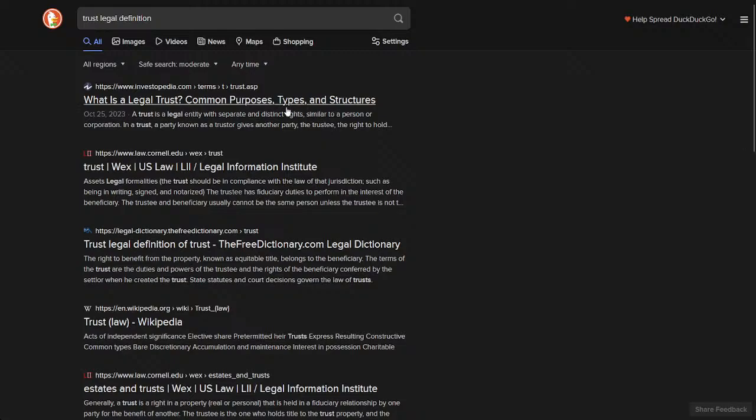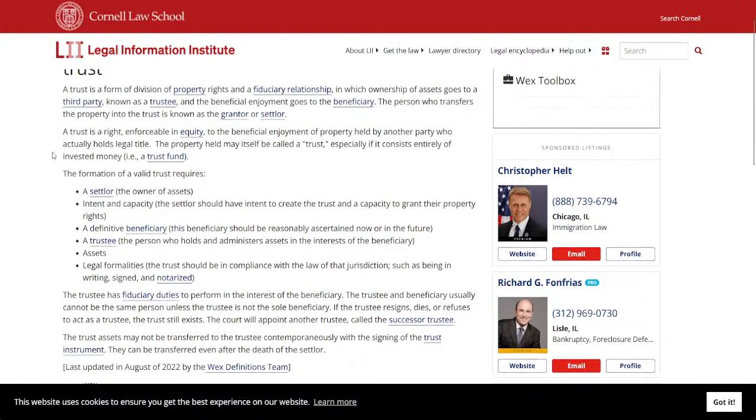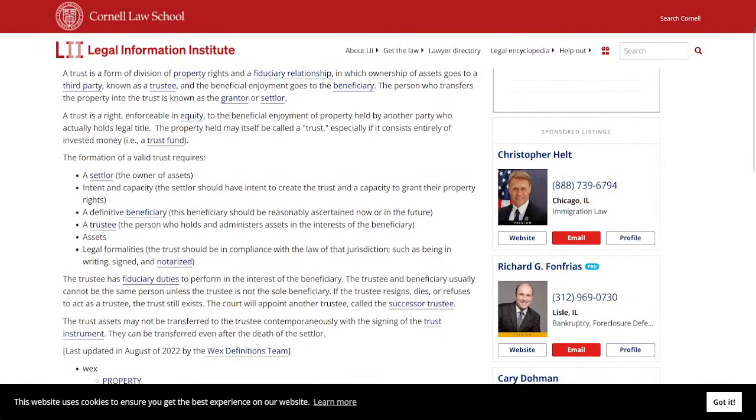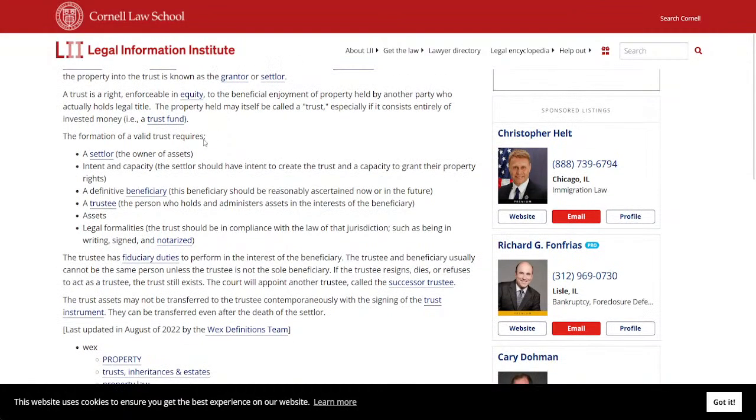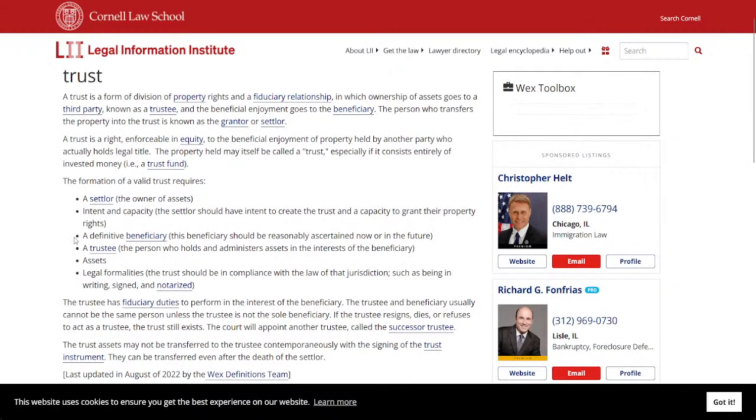So Investopedia, I like U.S. law. So what is this? Cornell Law: a trust is a form of a division of rights and a fiduciary relationship in which ownership of an asset goes to a third party known as a trustee. A trust is a right enforceable in equity. The formation of a valid trust requires a settlor, intent and capacity, a definitive beneficiary, trustees, and specifically legal formalities. You got to do your research.